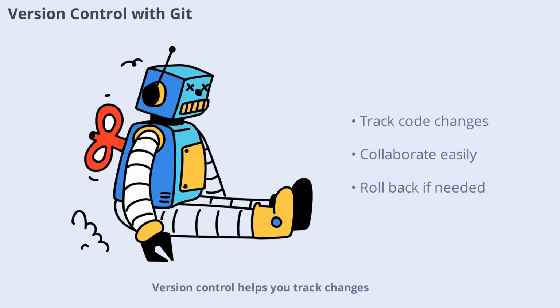Version control helps you track changes to your code and collaborate with others. Git is the most popular tool for this purpose. It lets you create branches, merge updates, and roll back changes if needed. Using version control is a best practice for any web development project.